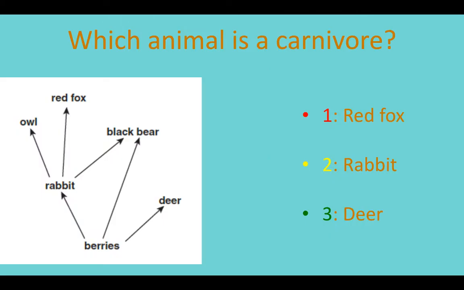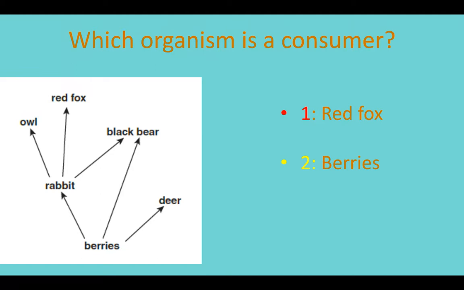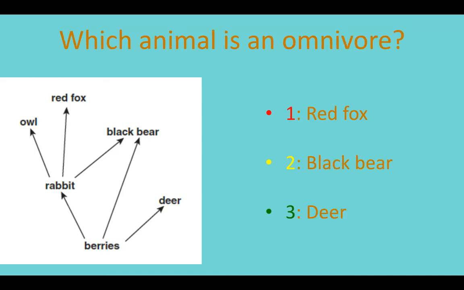Let's practice. All right, so which of these animals is a carnivore? A red fox. Good job, y'all. Which of them is an herbivore? The deer. Which organism is a consumer? The red fox. And which animal is an omnivore? Try to remember what omnivore means.